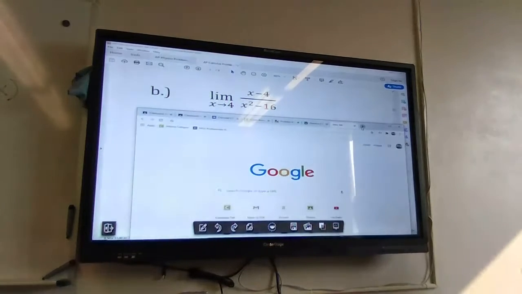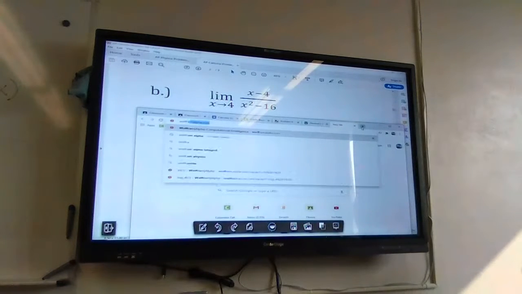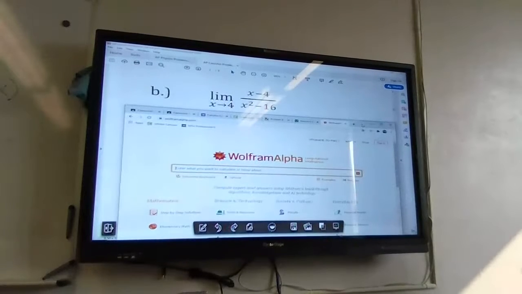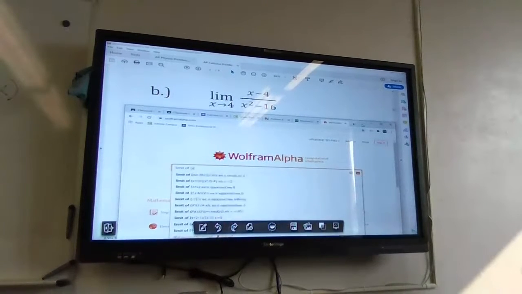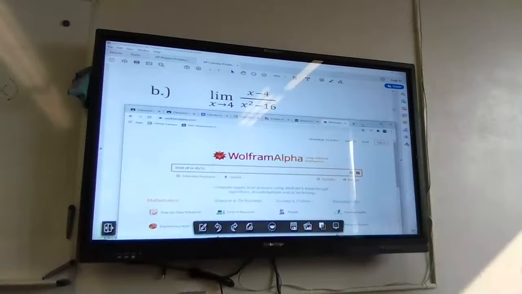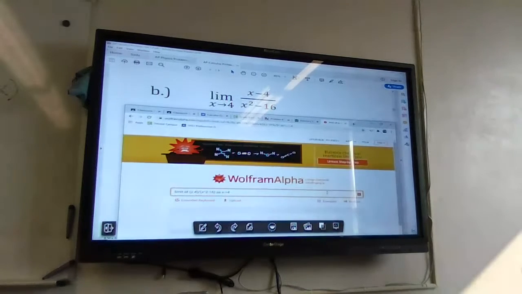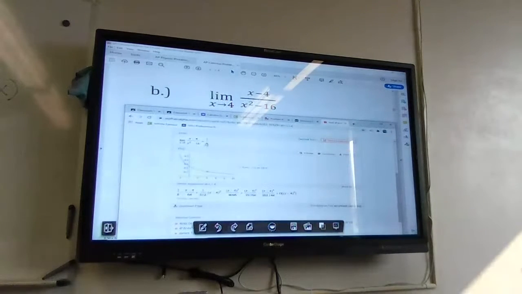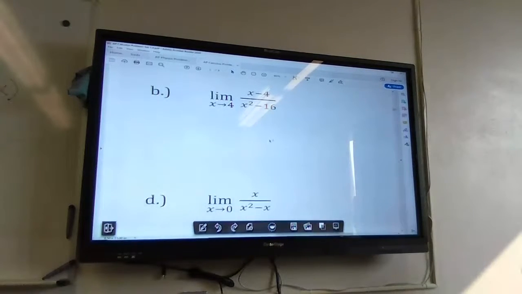You can also do it this way. Limit of x minus 4 over x squared minus 16 as x approaches 4. Mr. Wolfram Alpha usually can interpret what you're saying. He knows the answer. It's 1/8. Okay, so you can check your answer. It's pretty straightforward to check your answer, know if you're doing them correctly.